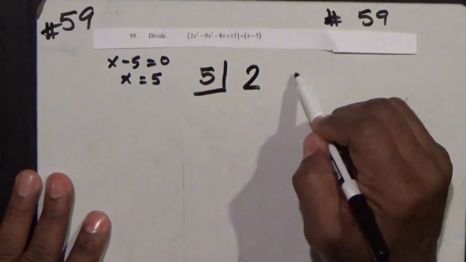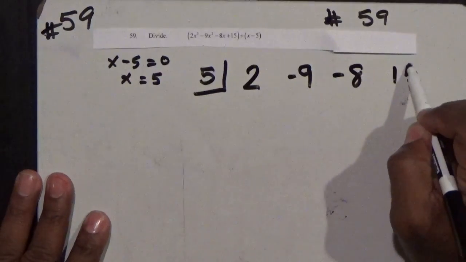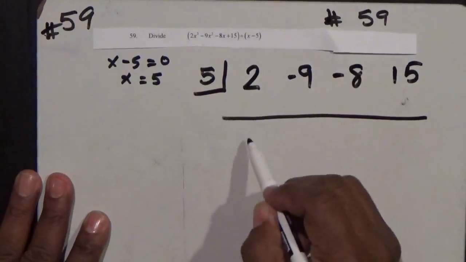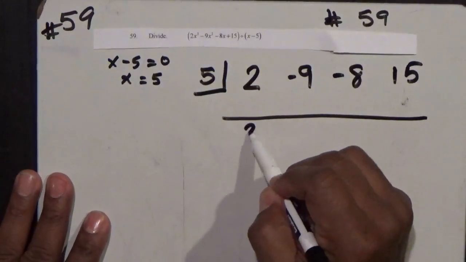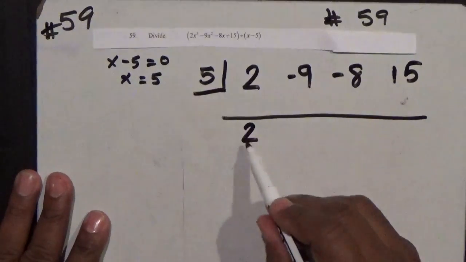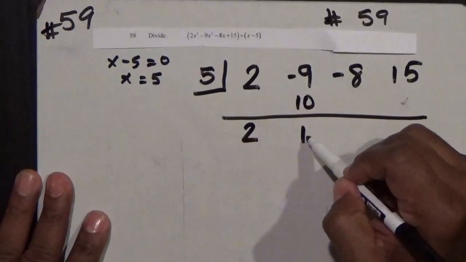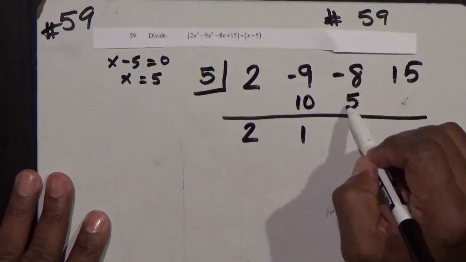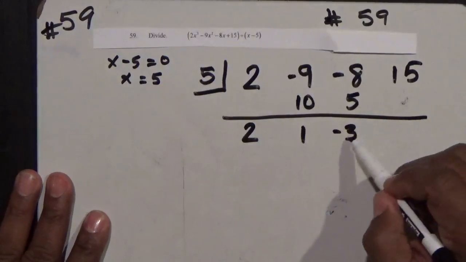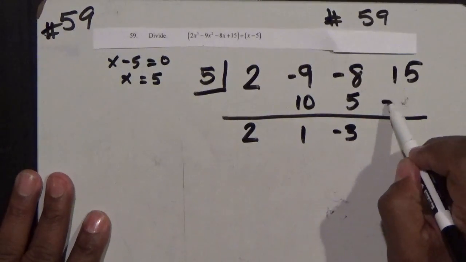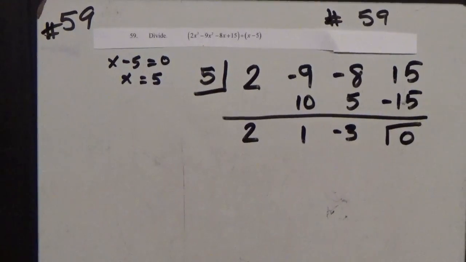We take our coefficients, 2, negative 9, negative 8, 15. And remember, as we go down, we combine. As we go back up diagonally, we multiply by the number. So bring down the 2. 2 times 5 is 10. Add the numbers, that's 1. Times 5 gives us 5. Add the numbers, that gives us negative 3. Times 5 is negative 15. And that gives us a remainder of 0.